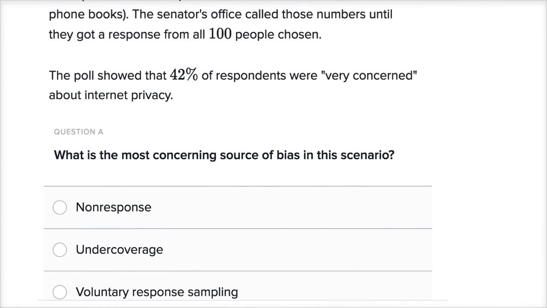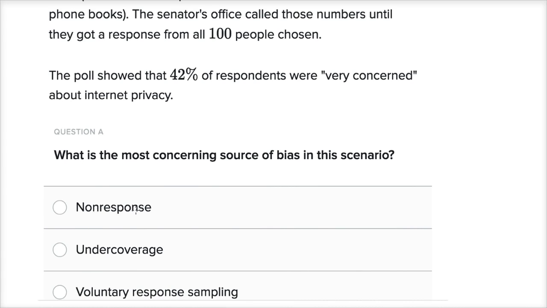We're a senator. We're trying to figure out what percentage of our constituents are very concerned about internet privacy. And we go to the phone book, we sample 100 people, we keep calling them until they answer, and we get that 42% are very concerned. So what's the source of bias? All right, now let's work through this together.